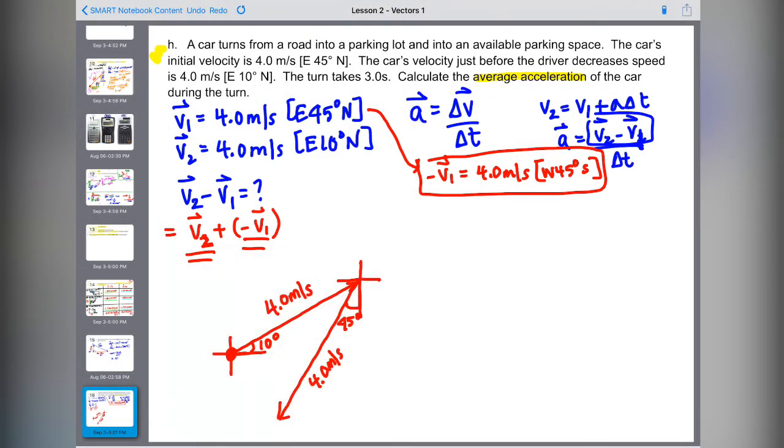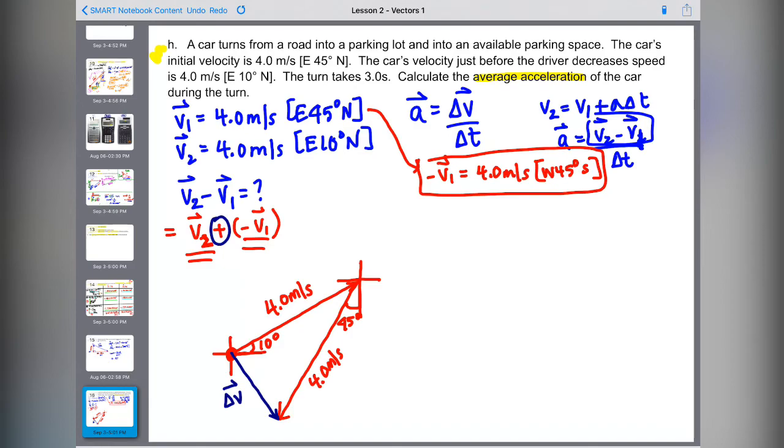Now to finish off the triangle, I have added the vector by just drawing one after another. Now to finish it, I have to go from starting point to ending point. Starting point is the dot that we have, and the ending point is this. This is my delta v. This is what I actually draw: v2 minus v1.